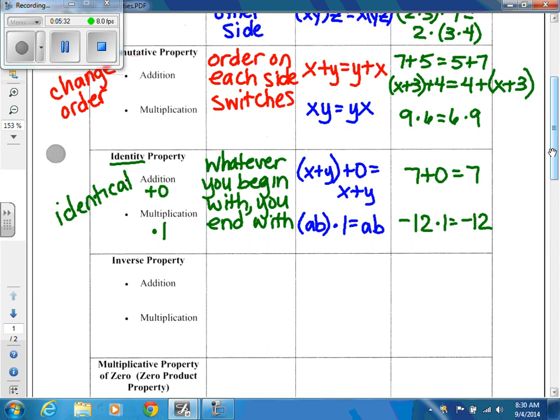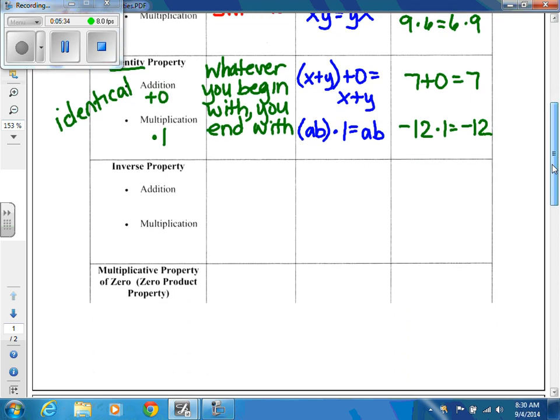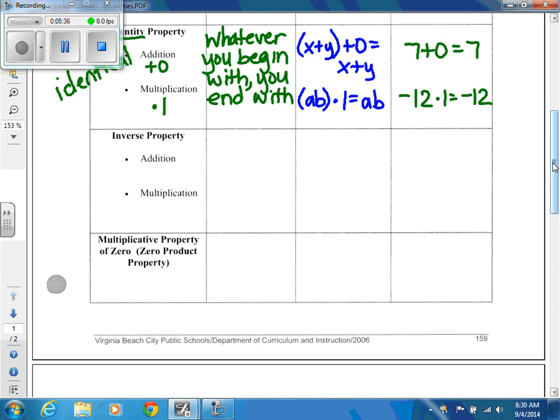The inverse property has some different names that you may not recognize from up here, but you may remember from your past experiences. The word inverse means opposite. So we're dealing with opposite operations. The opposite of addition is subtraction, opposite of multiplication is division. Right? So in the inverse property, a number and its opposite yields the same answer, and I'll show you what this means.